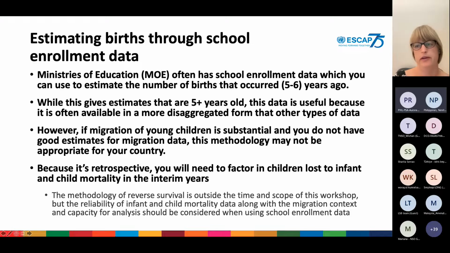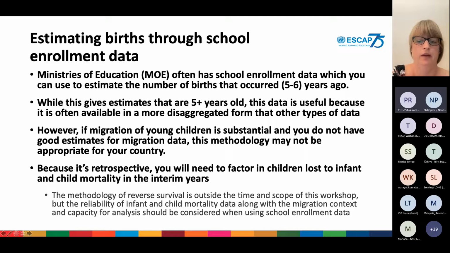We talked about this a little bit yesterday, but if you have high migration, and especially children leaving with their parents, and you don't have a way to estimate this, or you don't have very good data on those children leaving, this methodology would not work very well in your country, because it's important. You're assuming this zero migration caveat, that there aren't a lot of people going out or coming in.